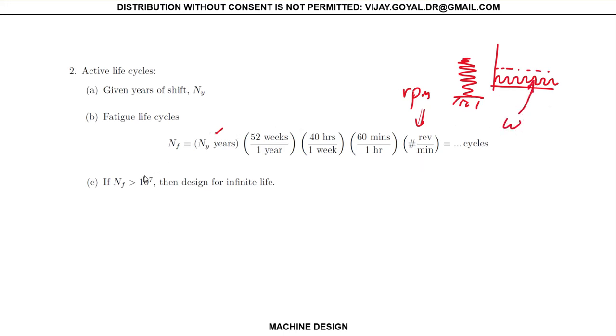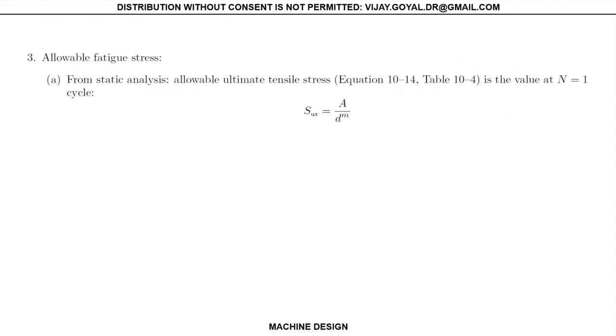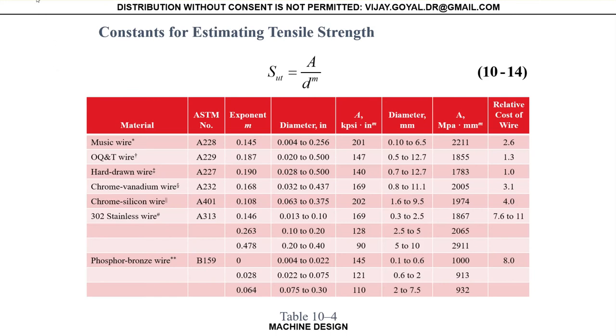Okay? And then typically, if these life cycles are 10 to the 7 and above, this is for infinite life. You're going to see that most of the applications, that's the way it is done. Okay, so the next thing we want to do is, if you remember for your static analysis, we have to calculate this guy. This is your ultimate tensile strength. And the ultimate tensile strength comes from the next table.